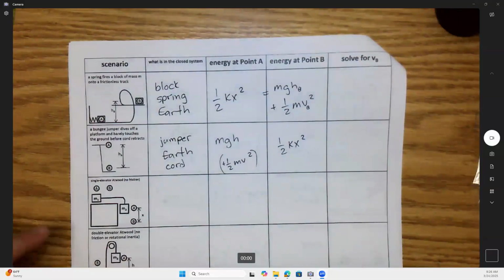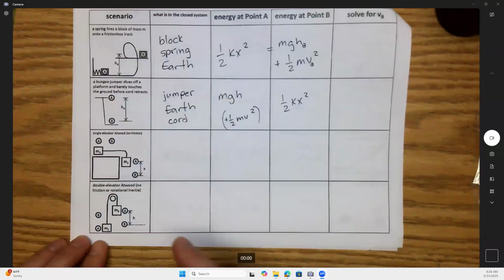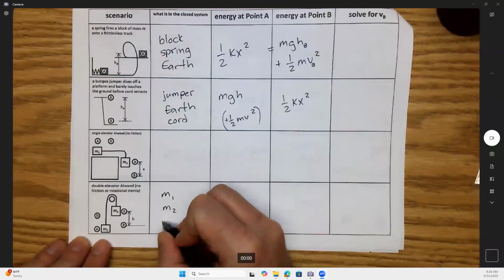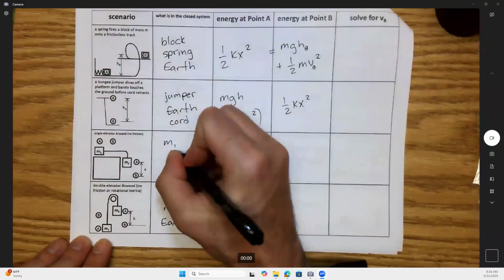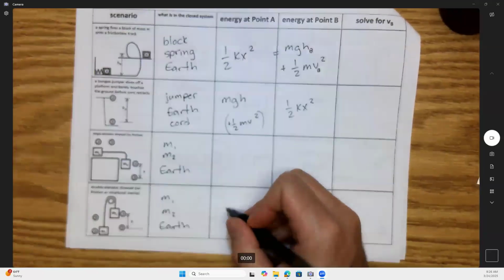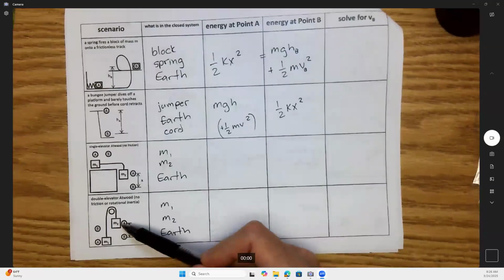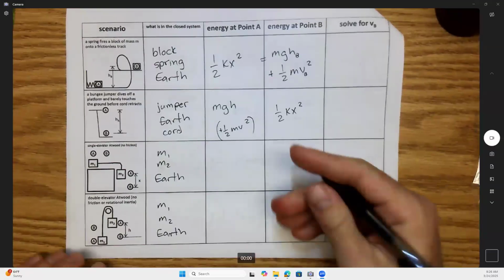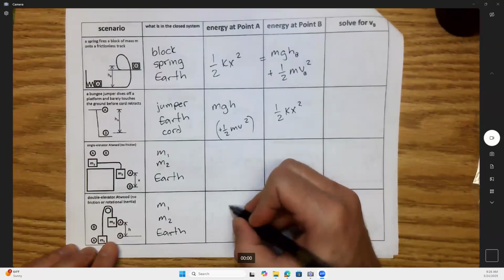How about I got a couple of outputs here. Let's do the classic output first. I have to consider M1, M2, and also what? The Earth. M1, M2, and the Earth. Actually, I think it's true for both of these. Now, it looks like what's going to happen is M2 is going to fall down, which is going to lift M1. There might be more than one way to set this up, but here I brought you one way.